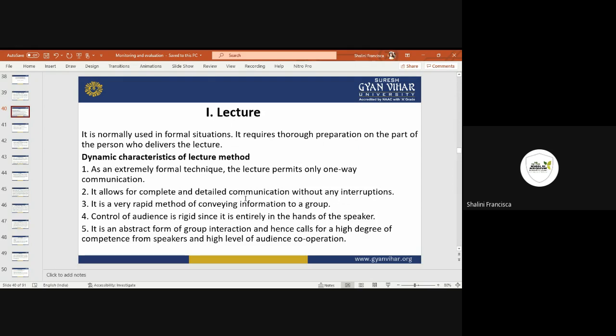So if you give a lecture, it becomes an effective thing to convince a group. Control of the audience is rigid since it is entirely in the hands of the speaker. Whatever the audience is thinking and what they are going to ask is already controlled by the speaker. It is an abstract form of group interaction and hence calls for a high degree of competence from speakers and a high level of audience cooperation.